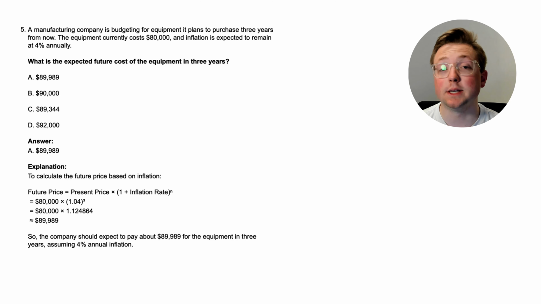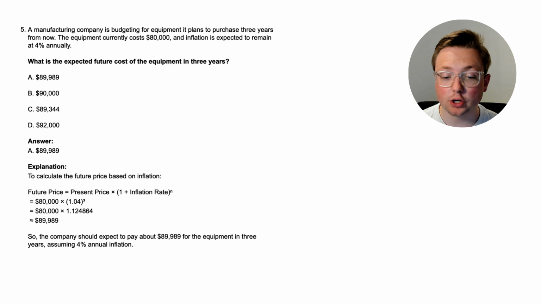So the future price equals the present price multiplied by 1 plus the inflation rate up to the power of n, which in this case is the years. And again, that's 3 years, just like in question 4. So 80,000 multiplied by 1.04 to the third power, or 80,000 times 1.124864, and that gives us roughly 89,989, with just maybe slight rounding there.